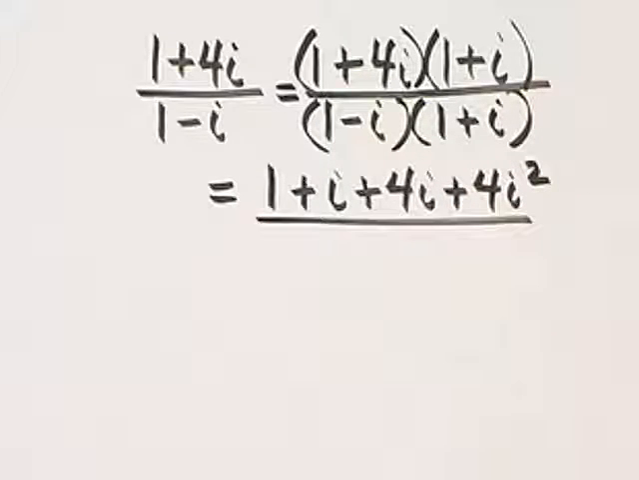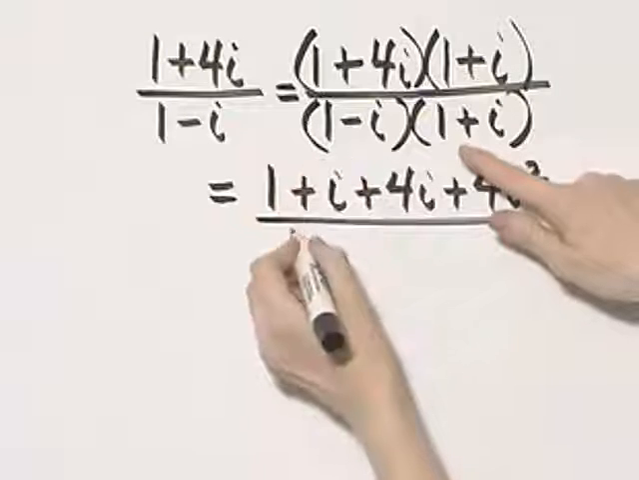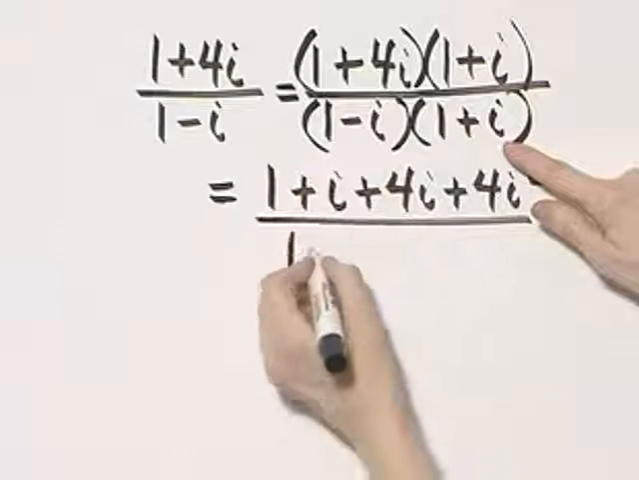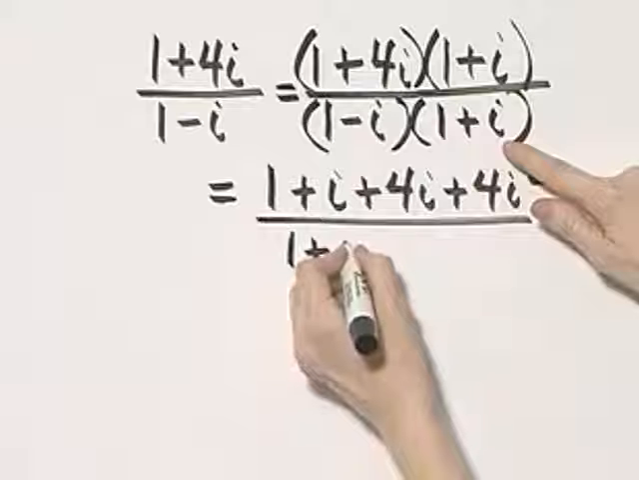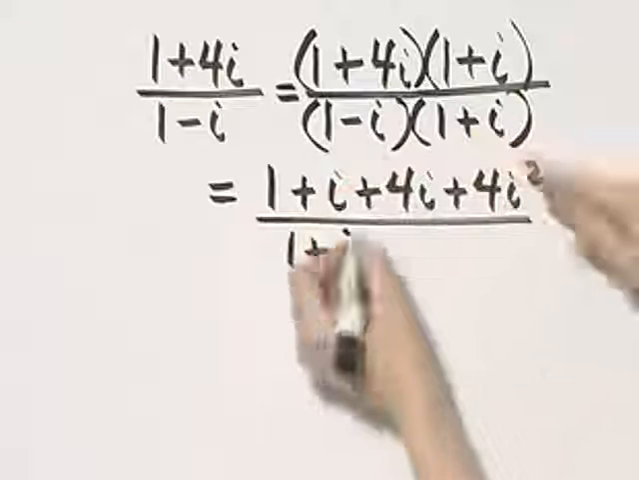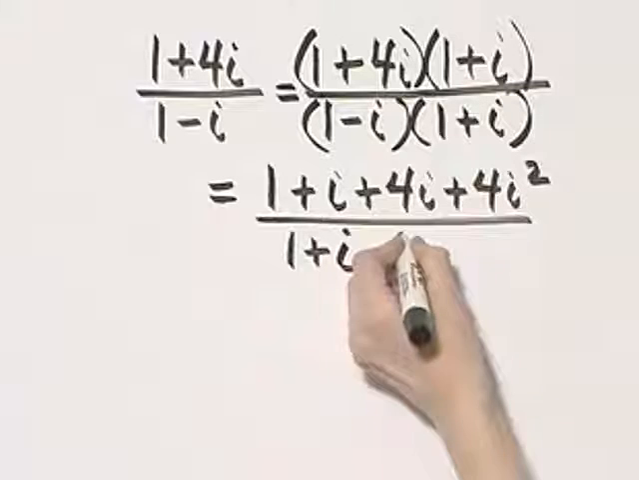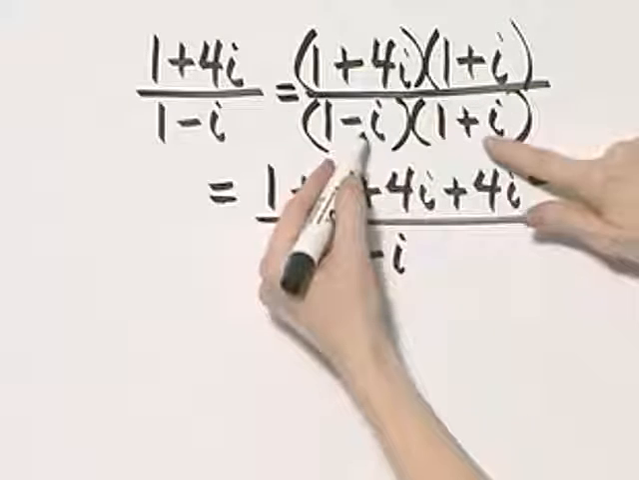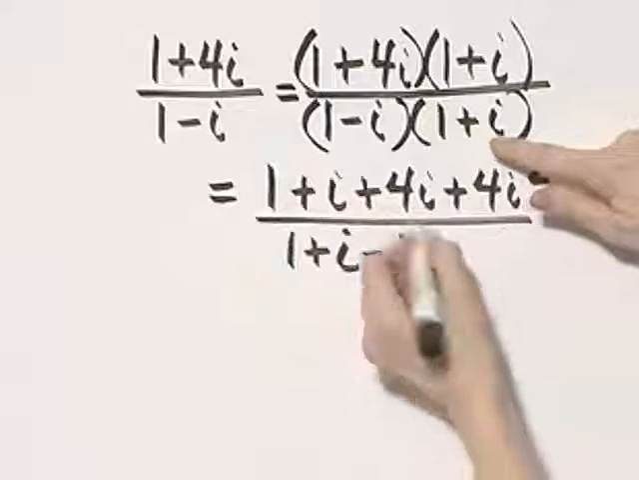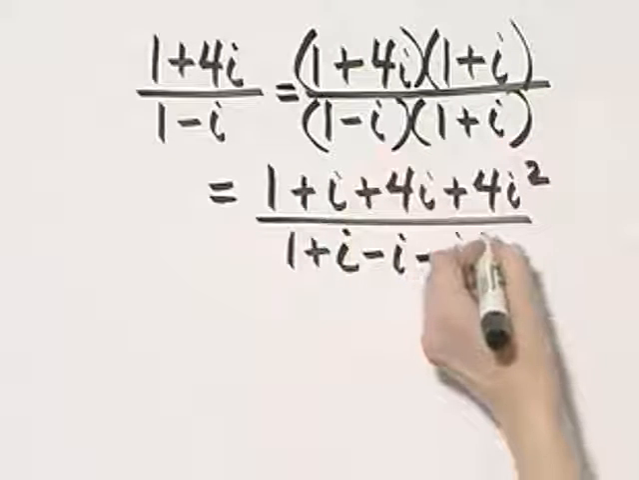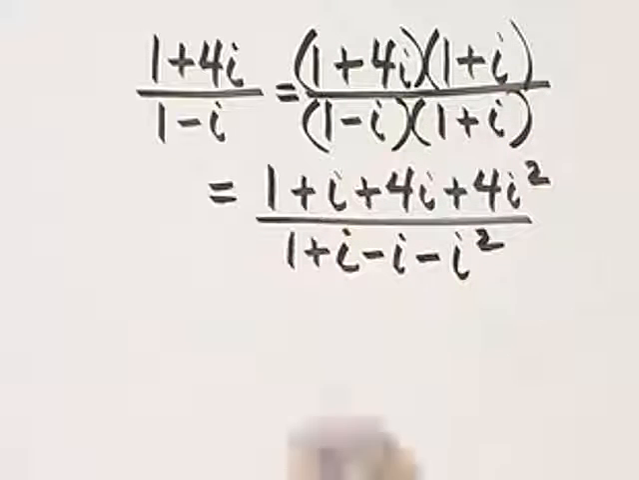What happens in the denominator? First times first is 1. Notice the outside product is 1i, or i. Inside product is minus 1i, or minus i. And then be very, very careful. That's minus. Last times last is i squared.